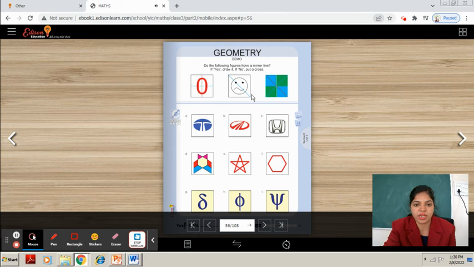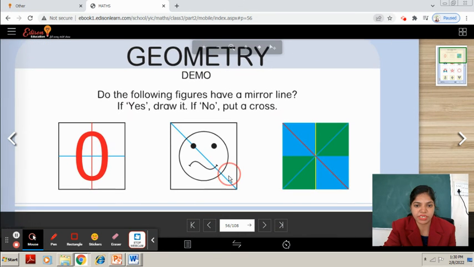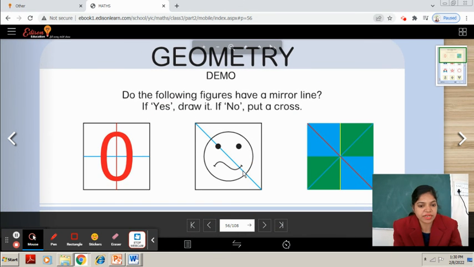So first of all, I will explain to you the meaning of mirror line. What is a mirror line? A mirror line is the line that divides the figure or the image into two identical halves. Okay. So students, you can see on the screen the digit 0. One vertical line and one horizontal line.